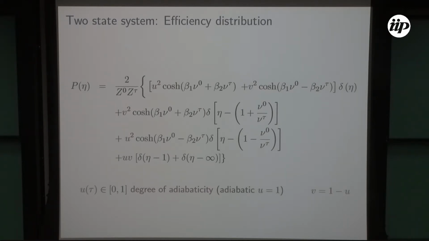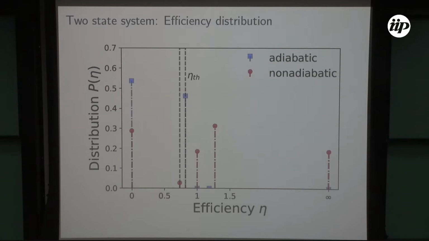We then used this expression and plotted it for 2 cases. The case, as I've mentioned, when U is 1, so there are no energy transitions, and the non-adiabatic case. So we see the efficiency distribution here, and we can see it's discrete because we have a two-state system, so obviously there's only a finite number of values the efficiency can take.